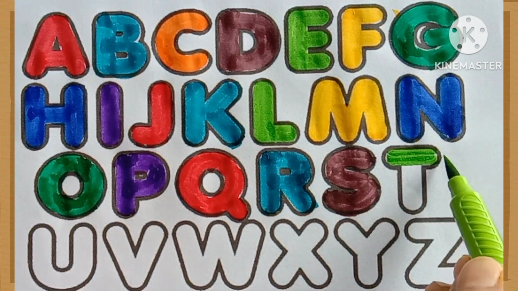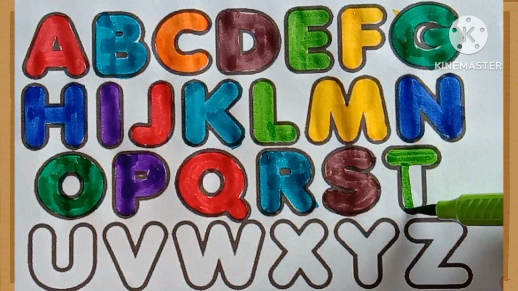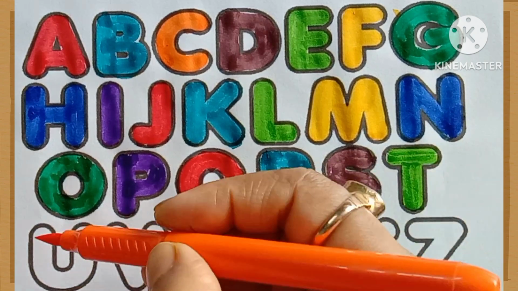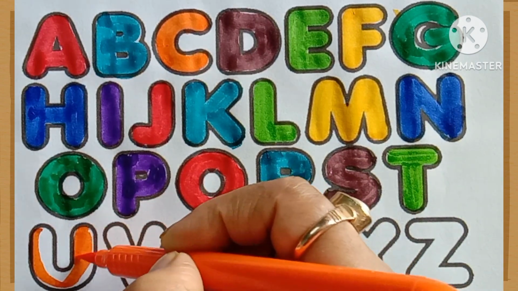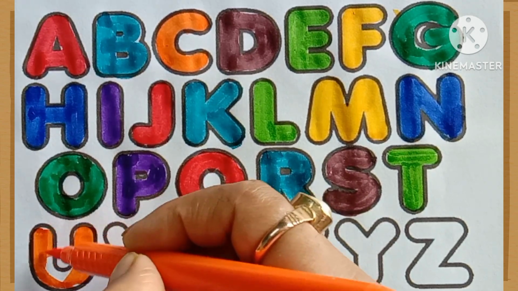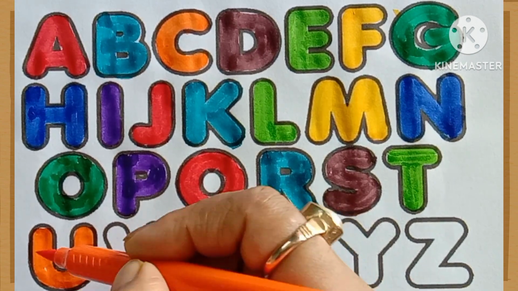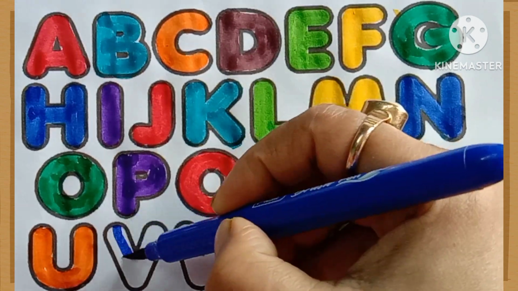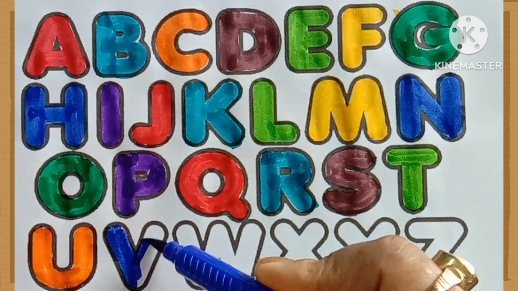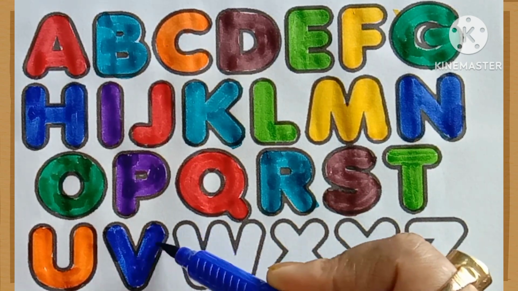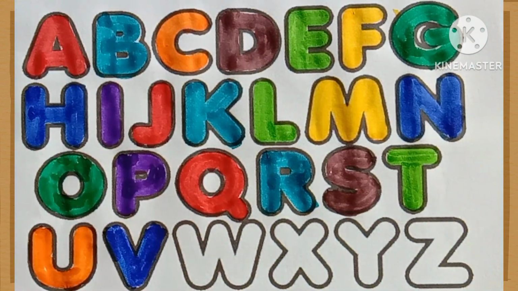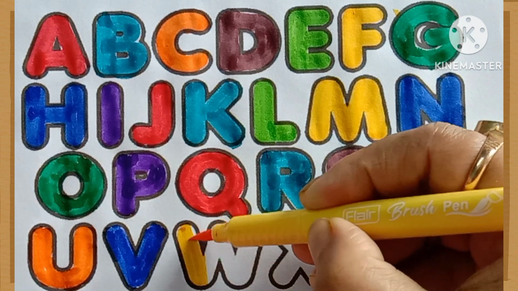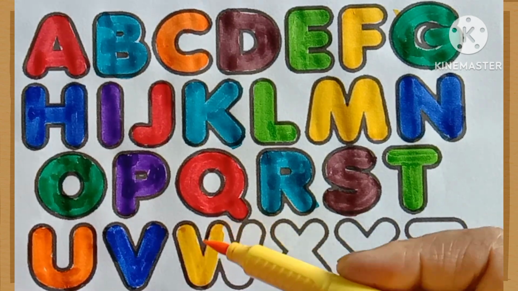T. T for tomato. U. U for unicorn. V. V for violin. W. W for water.